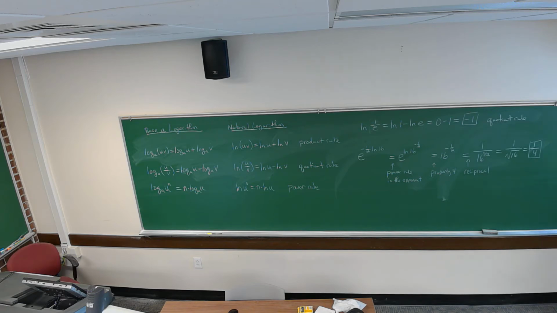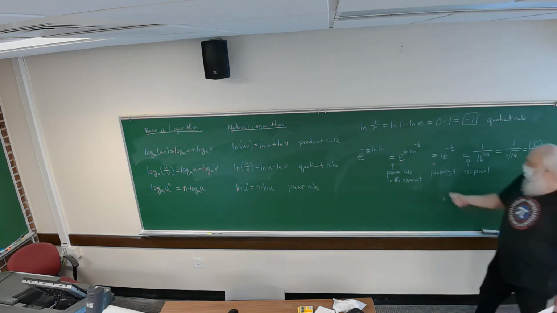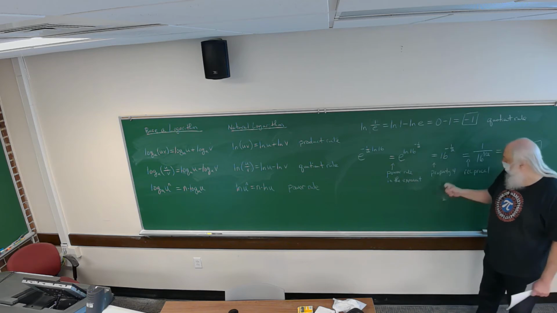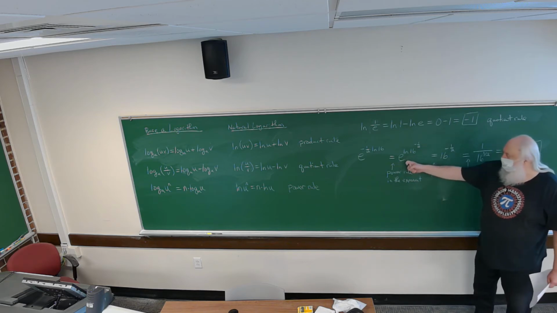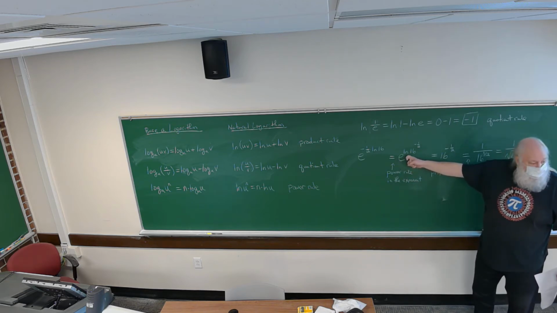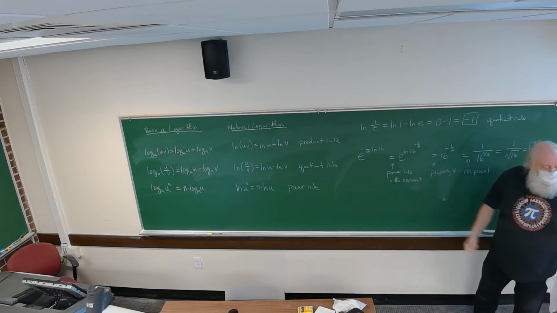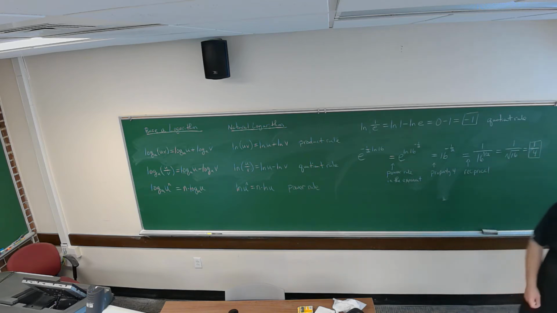Did you say that e raised to the natural log would cancel because of property 4? This right here? Yeah. Because e and the natural log are inverse functions of each other, so they technically cancel each other. Any other questions?